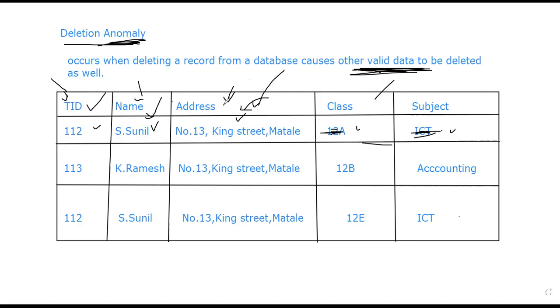But unfortunately, when you are deleting the class and subject, you don't want the teacher's ID, name, and address to be deleted, but unfortunately they too will be deleted, because a deletion anomaly occurs when deleting a record from a database causes other valid data also to be deleted. That is deletion anomaly. Hope you guys are crystal clear. Let us move on to insertion anomaly. It's the time for us to discuss insertion anomaly.